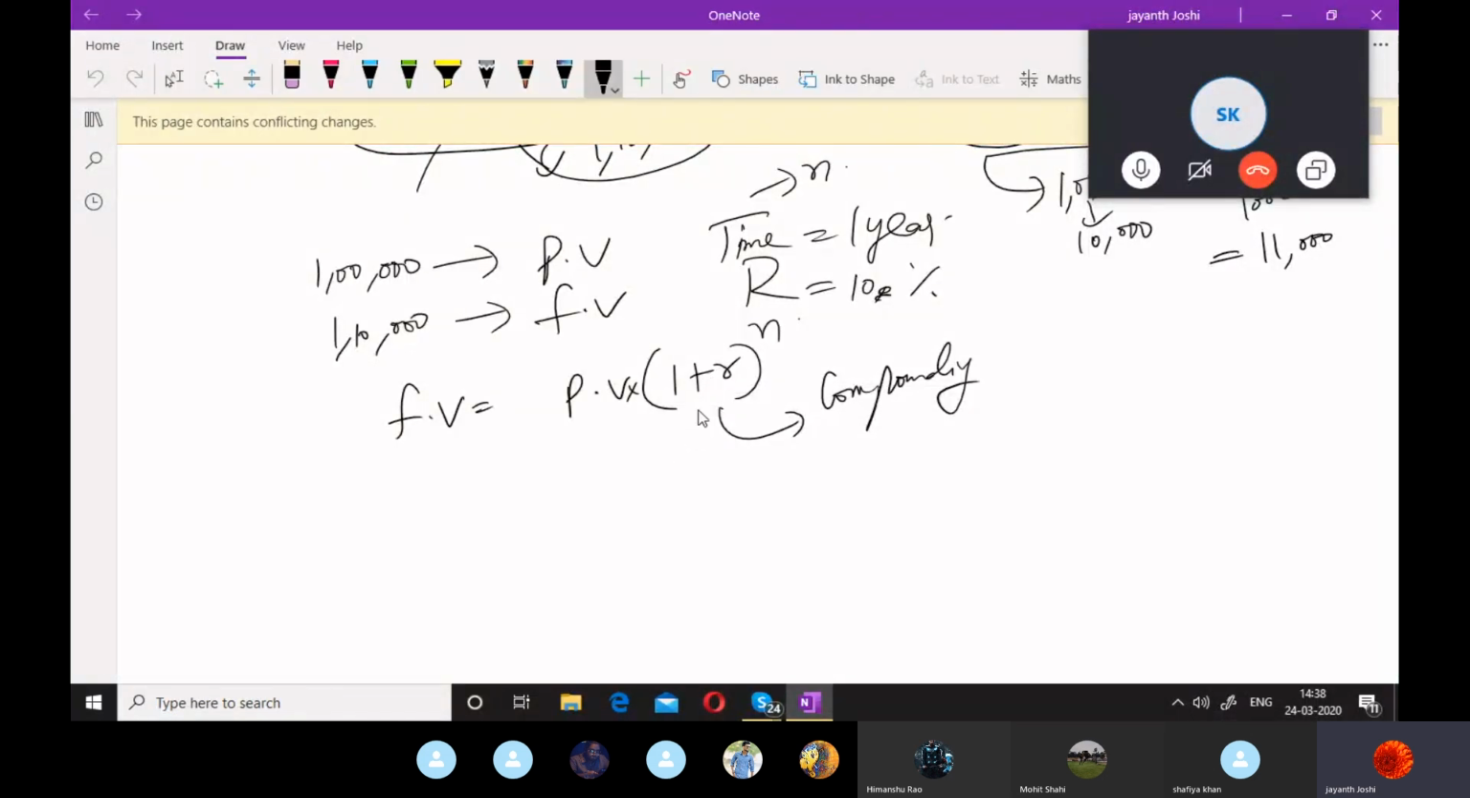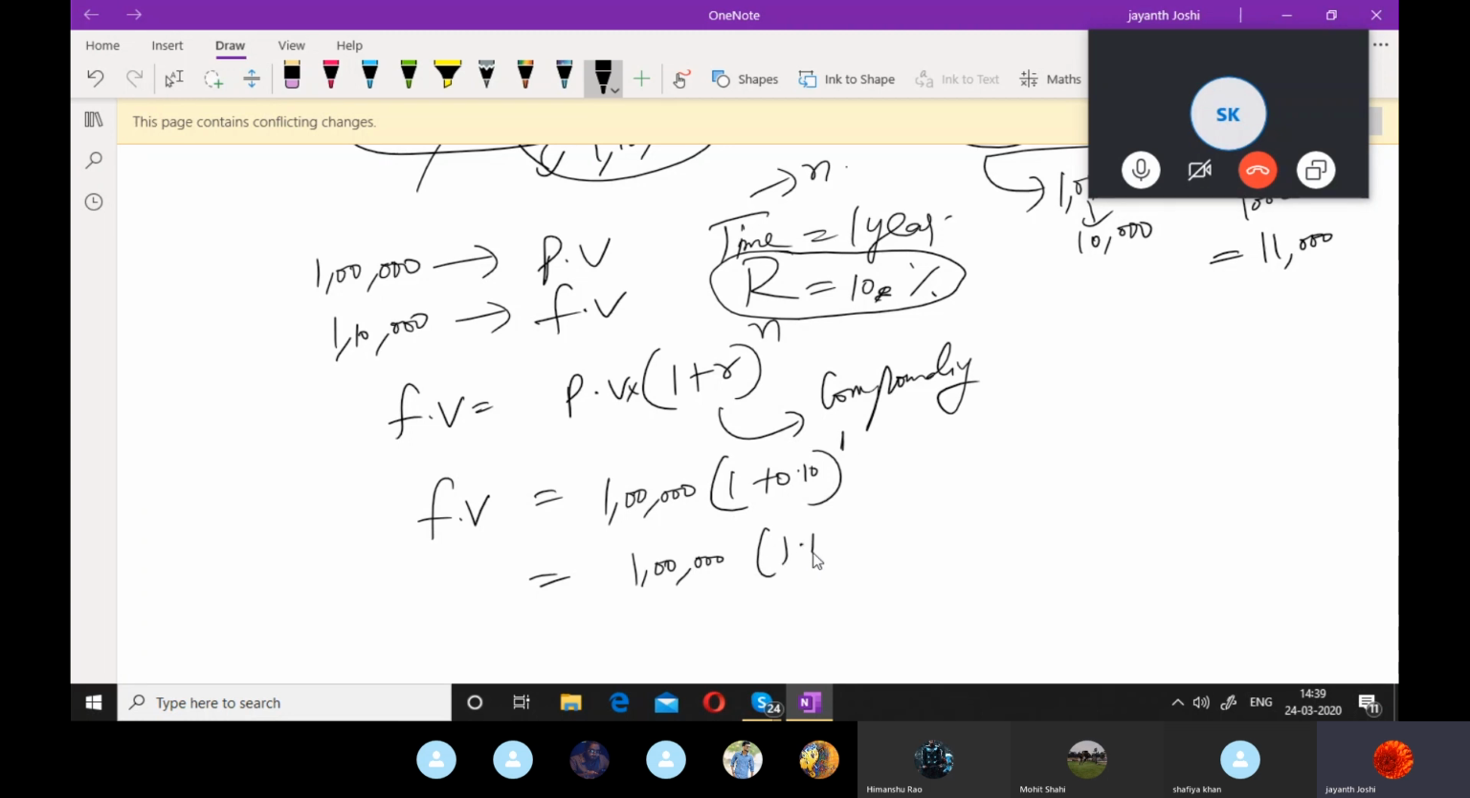So you were asking me a question, what is R? R is rate of interest, which I explained you right now. So now let us see how it goes. Your present value is 1 lakh. Your rate of interest is 10%, 1 plus 0.10 whole power n. The time period is 1 year. So future value would be 1 lakh into 1 plus 0.10, which is 1.10. So that becomes 1,10,000. This is future value.